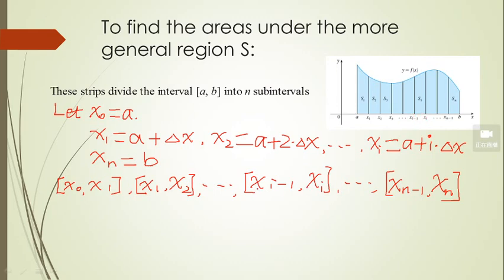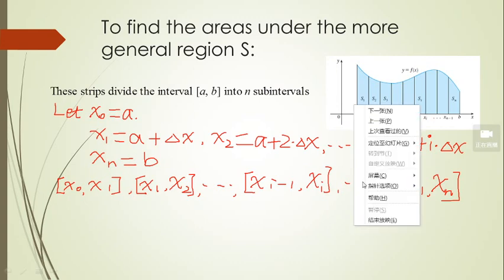So this is the i subinterval. Of course, the left endpoint will be xi minus 1. The right endpoint will be xi, right? The reason we are talking about the left and the right endpoint is we are going to use the rectangle's area to estimate each strip. So we are going to take the height of the rectangle. That depends on either the left endpoint we choose or the right endpoint we choose. Make sense?